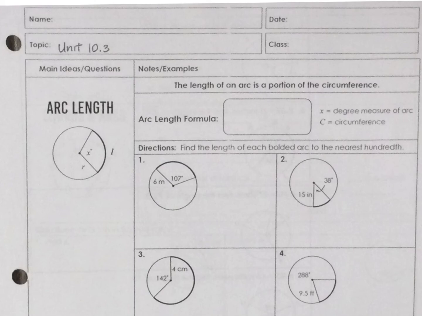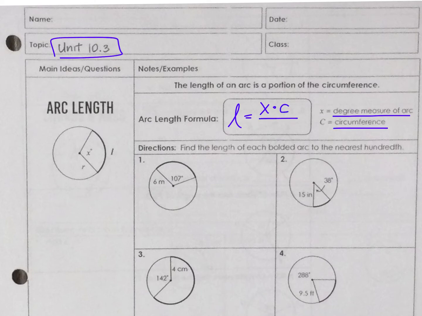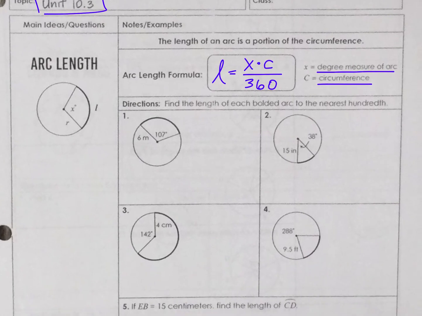These are your 10-3 notes. I need to give you a formula for arc length. Length, that is an L, equals x, which is the degree of the arc, times the circumference of the circle, divided by 360. So the first thing we have to do for all of these circles is figure out their circumference. So let's just do that for each of them before we even get started.